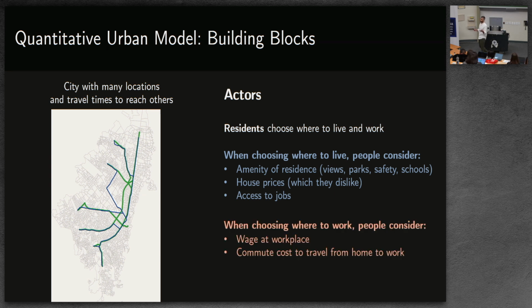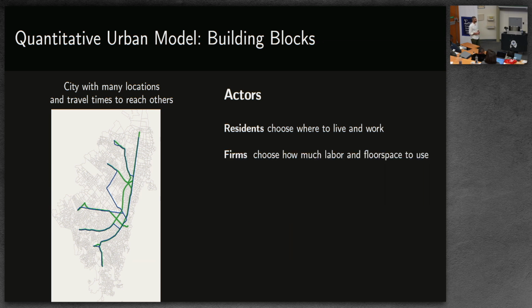They also choose where to work. And so what do they think about when they're choosing where to work? Well, pretty simply, they think about how much they're going to get paid if they work in a particular location, and then they care about the travel cost, right? So how costly is it for me to travel from where I live to where I work? Okay, so that's the first block, right? We need to think about the people who live in the city, what they consider when they choose where to live and when they choose where to work.